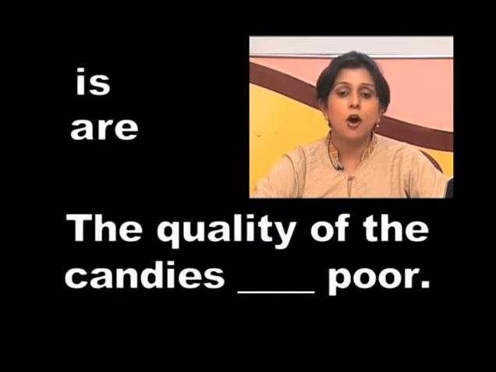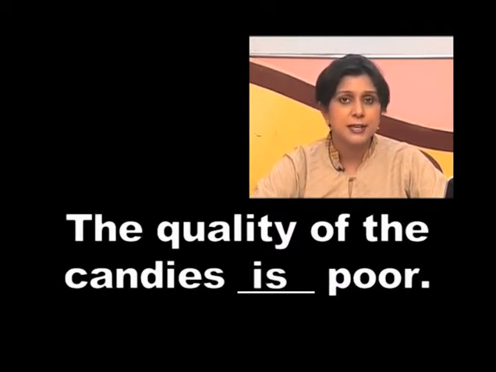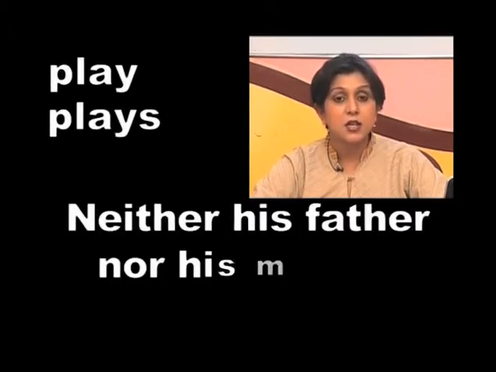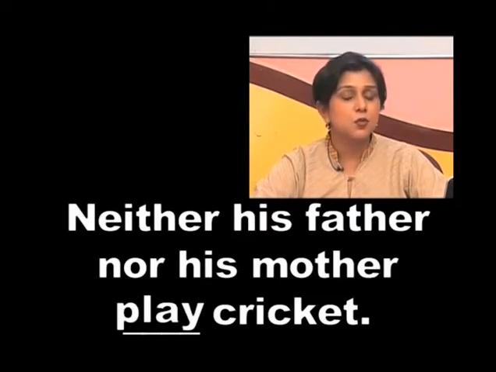The quality of candies is poor. Quality is a singular subject. Although candies is plural, the real subject is quality. Therefore, is is the correct verb. Next sentence. Neither his father nor his mother play cricket. It won't be plays cricket, but play cricket.